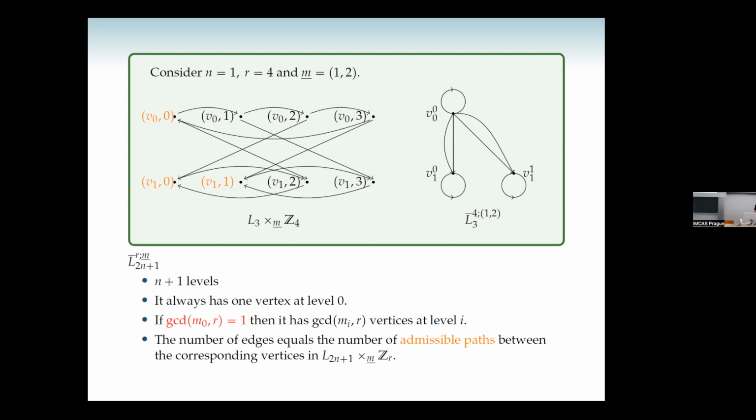So here you see that the greatest common divisor between M1 and R is 2, so you will have 2 vertices here, and here it's 1, so you have 1. So the greatest common divisor tells you how many vertices you have on each level. And then the number of edges corresponds to the number of something called admissible paths, which is just what I described to you. You have to look at all the paths, not going through the vertices marked in orange. Yeah, so that's how you have to construct it. And again, I will not give you a general definition, but I hope you have an idea of how you construct them, at least in the lowest dimension.